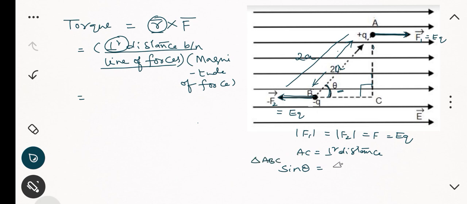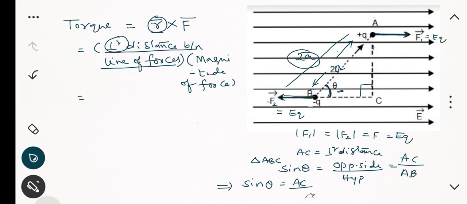Sin theta can be written as the opposite side divided by the hypotenuse. The opposite side to theta is AC, and the hypotenuse is AB. So we can write sin theta is equal to AC divided by AB, and AB means 2a. Therefore AC, the perpendicular distance, is equal to 2a into sin theta.